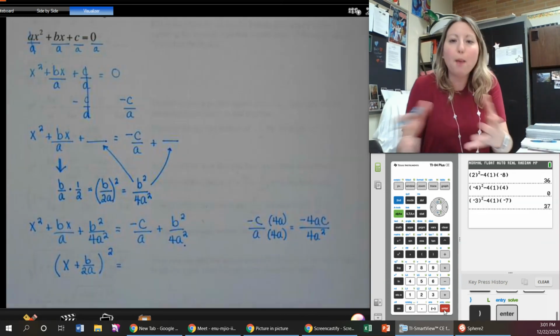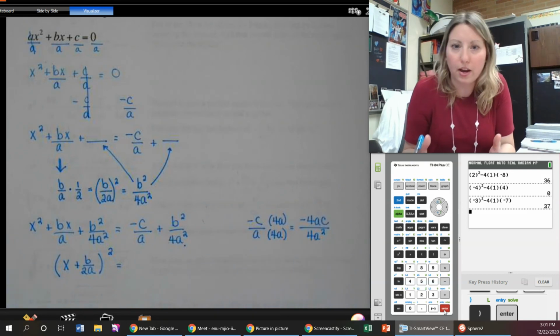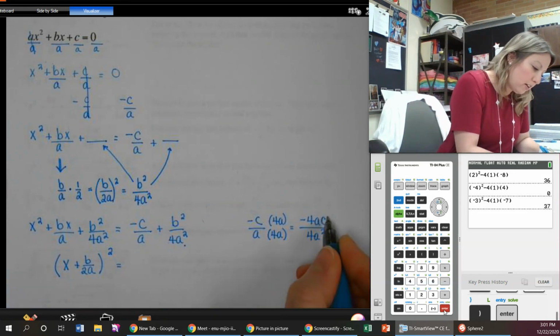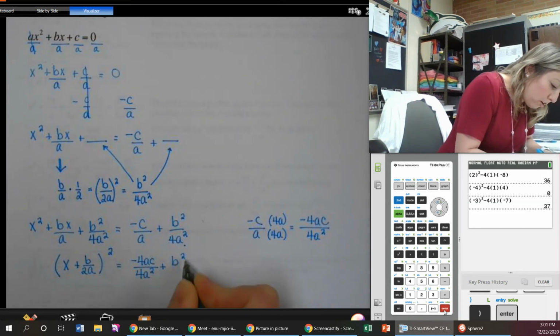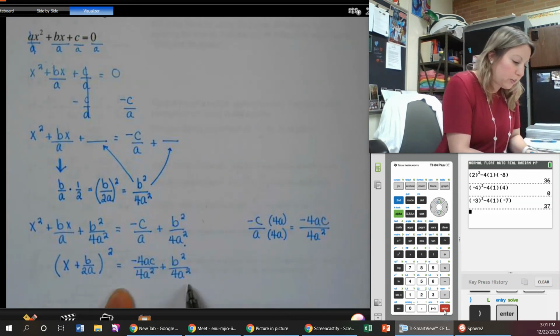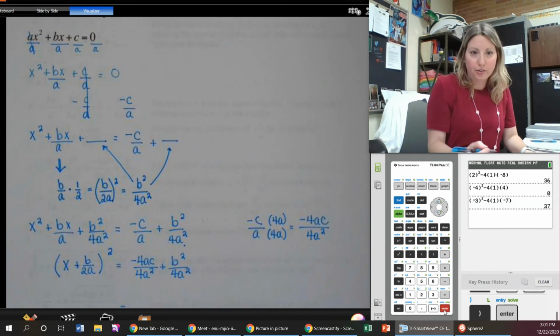And things are probably going to start to sound familiar now, aren't they? So let's take that and place it right here. So negative 4ac over 4a squared plus b squared over 4a squared. Well, now that those two have the same denominator, I can add their numerators.